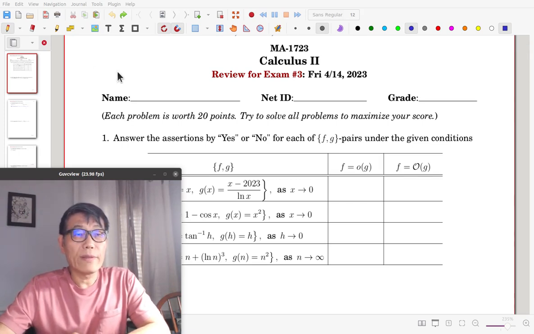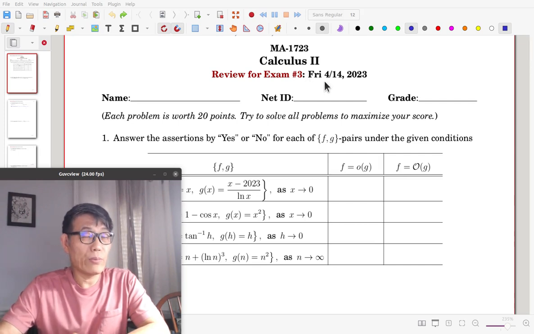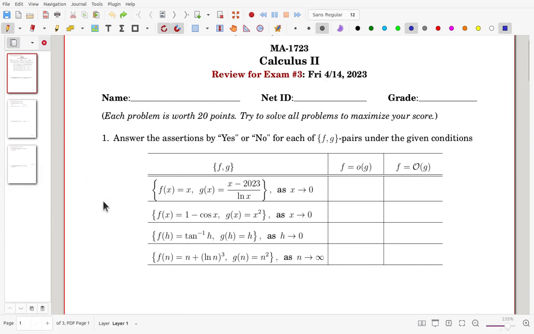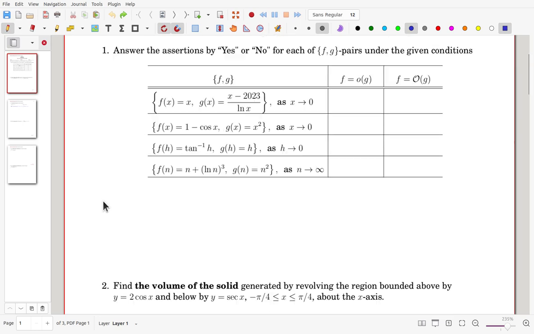You will take the third exam on Friday, April 14th. This is a review for the exam. Let's try to solve some problems. Answer the assertions by yes or no for each of the f, g pairs under the given conditions.